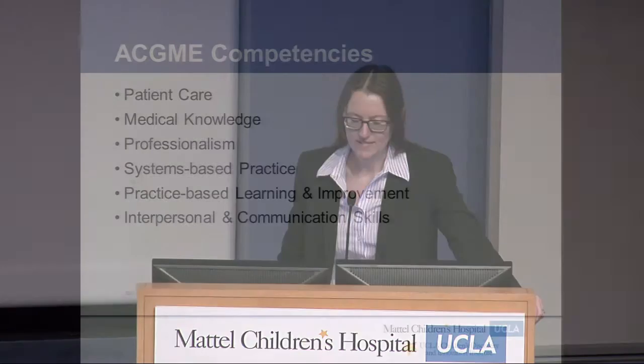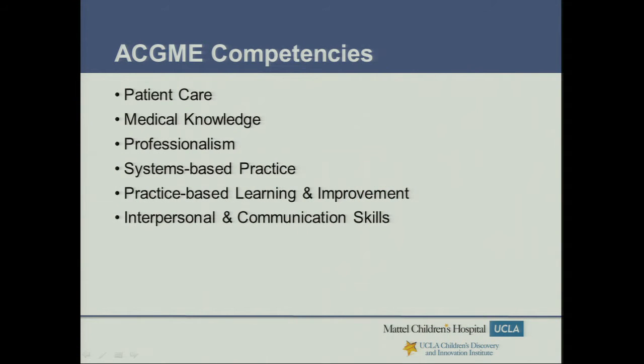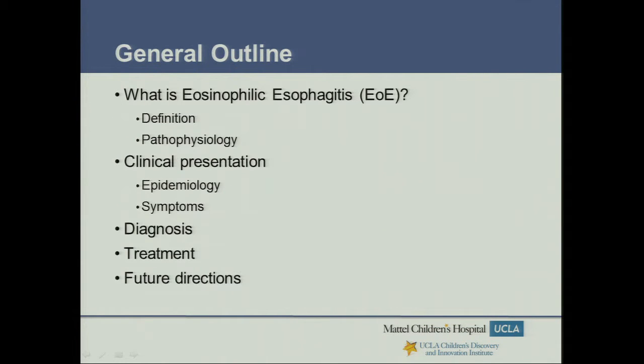I'll be covering all 6 of the ACGME competencies during the course of the hour. The general outline I've put together for this talk is first to answer the question, what is EoE? As I've mentioned, this is an emerging disease, and I would say maybe half of the people in this room didn't even learn about it during their training. So we'll go through the definition and the pathophysiology, and then we'll focus on the clinical presentation in terms of epidemiology and symptoms, and we'll focus the last half of the hour on diagnosis, treatment, and future directions.